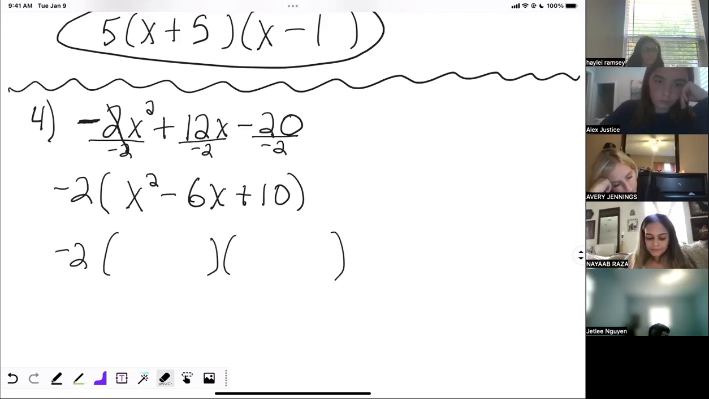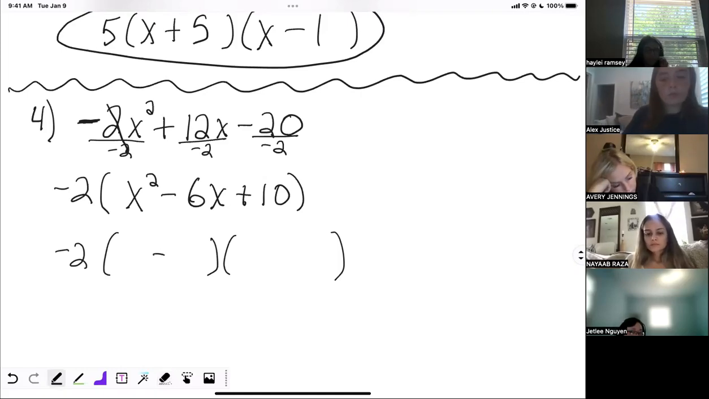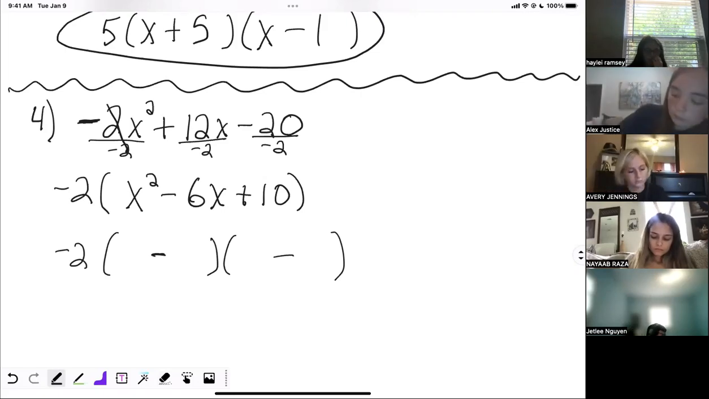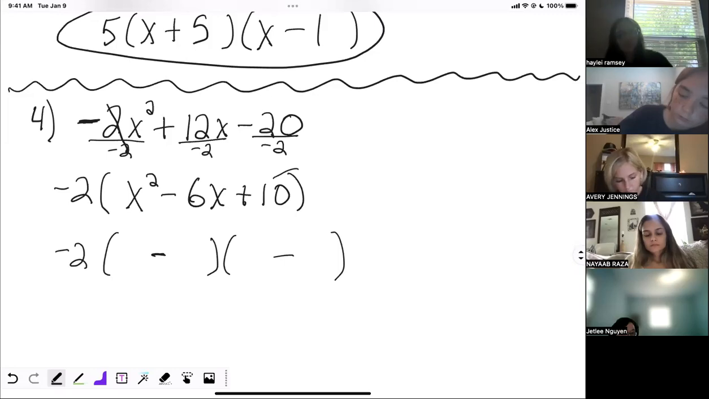All right, so we need two numbers that multiply to be +10, but add up to be -6. The only way that happens is if they're both negative. A negative times a negative is a positive, and a negative plus a negative is a negative. It's the only way it works. So I know 10 can be 5 and 2, or it can be 10 and 1.